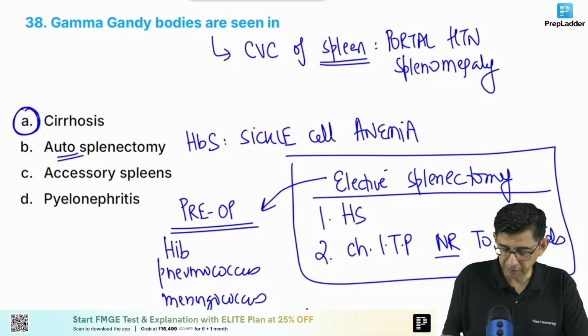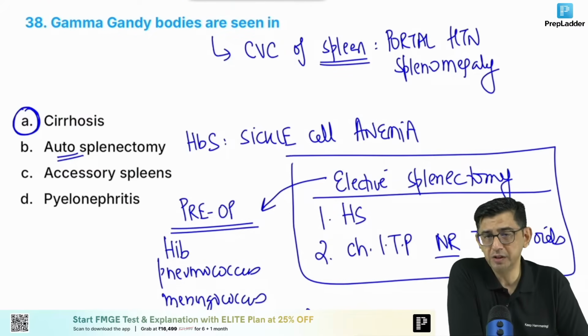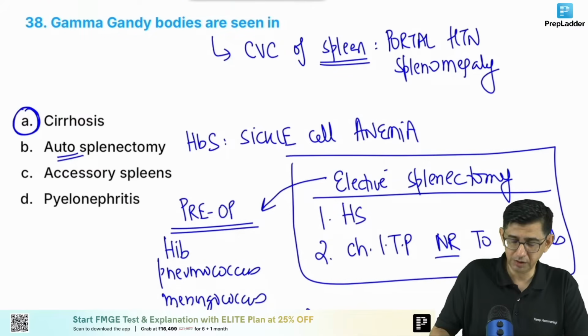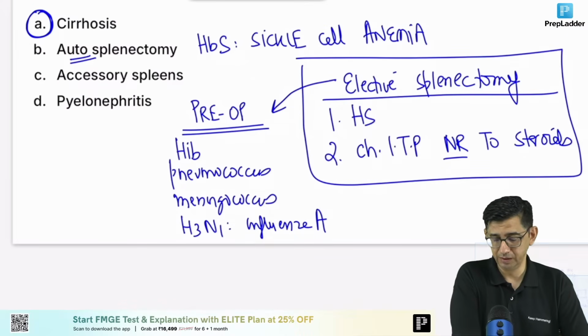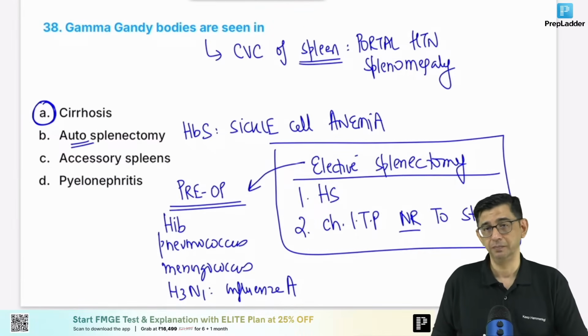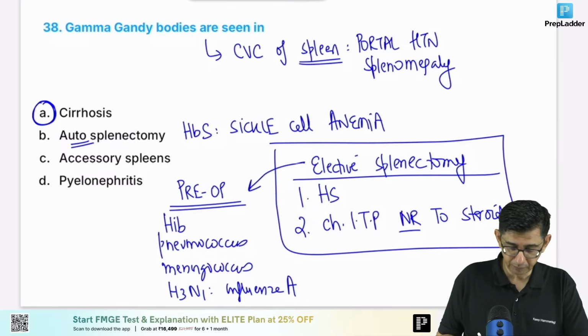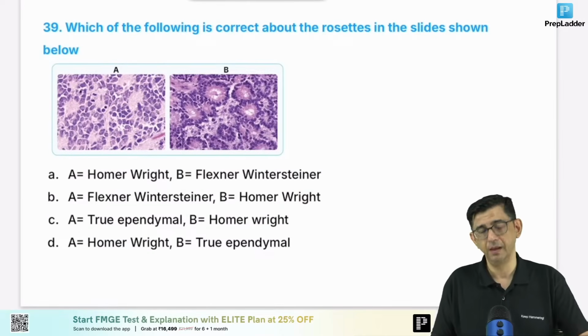Otherwise, they can develop a viral pneumonia. So the vaccines that should be taken in this patient would be Haemophilus influenzae, pneumococcus, meningococcus, and then H3N1, that is the influenza A virus. So this was, guys, a question on application. And all the miscellaneous facts that I have shown before you are the ones which have to be remembered. Okay, PCV is a good answer there.